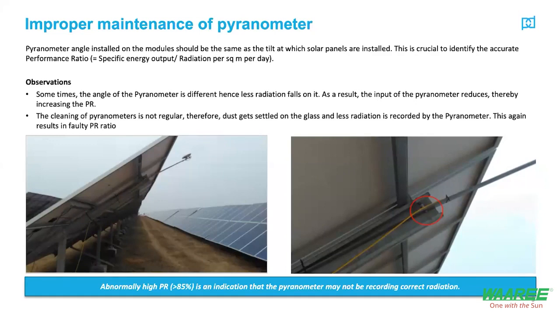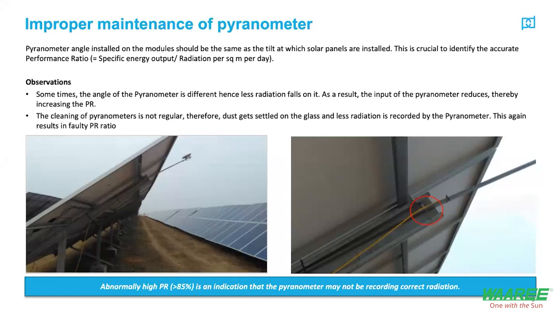And this is one of the things that we see at site, that a lot of times, when you see a pyranometer at a site, it may be at a wrong angle compared to what the module might be at, a 23-degree or a different angle, which essentially leads to lesser radiation on it, and will lead to a wrong reporting of PR, as in if the radiation is recorded less, the PR is reported higher.